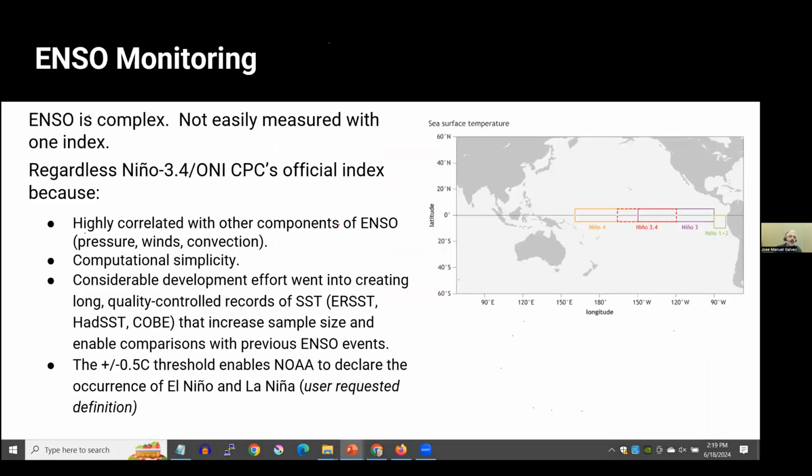Okay, well, we'll talk a little bit about ENSO monitoring, and let's just go really quickly. One of the reasons why they're monitoring Niño 3.4 as the main way of monitoring ENSO is computational simplicity. It's also highly correlated with other variables like pressure, winds, and convection. And then given that this goes into satellite data, right?